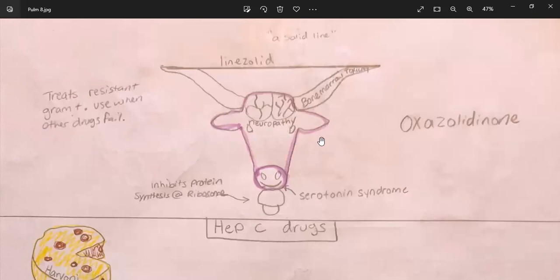And adverse effects are neuropathy. So that's a brain, bone marrow toxicity because antlers, those are made out of bone marrow. And then he's got this cute little smile here because he has serotonin syndrome.